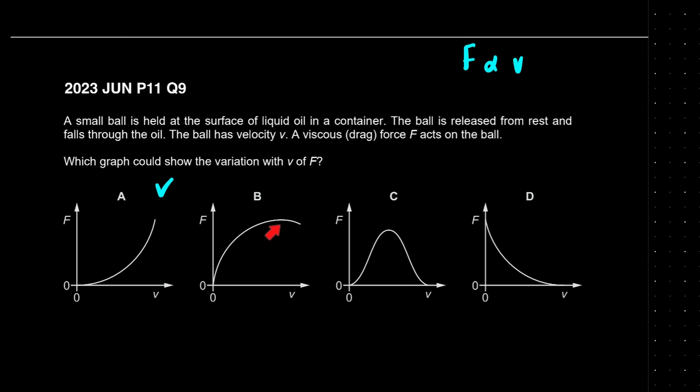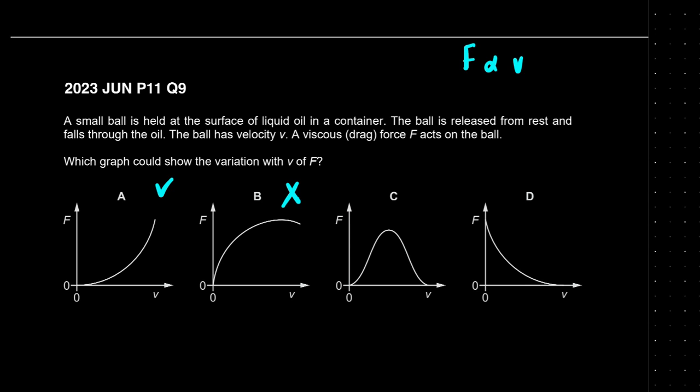But if you look at this small section here, again it seems really too small to notice, but between this part, it actually seems to be the case that as V increases, F decreases. This small portion is what disqualifies this option, right?